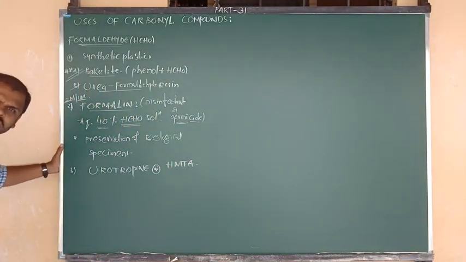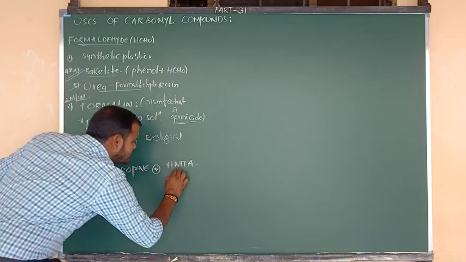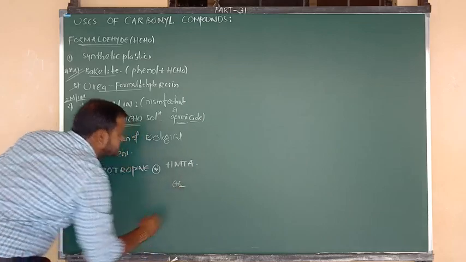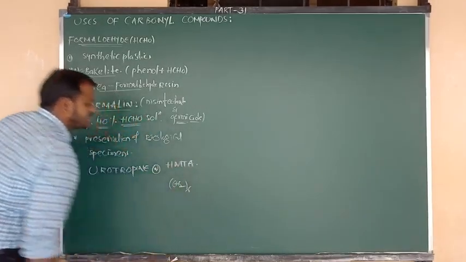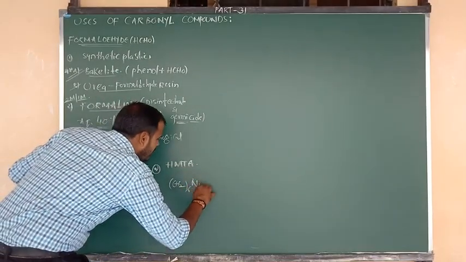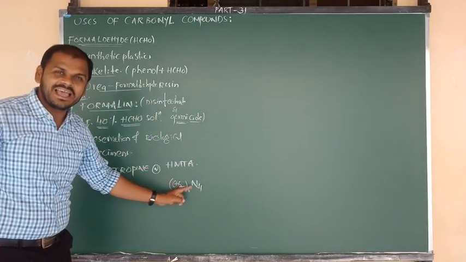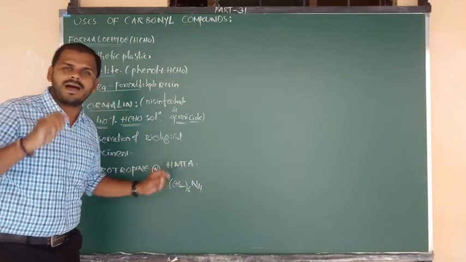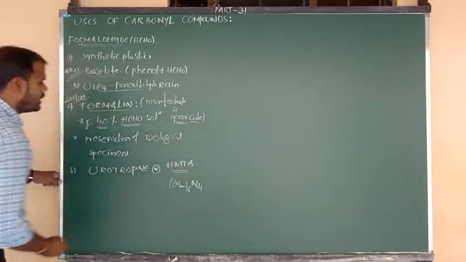So what is meant by HMTA? I will tell you. H means hexa, M for methylene. The formula of methylene is CH2. But how many methylene? Six, so hexamethylene. TA means tetraamine, that is N4. CH2 taken 6, N4, hexamethylene tetraamine. This is known as HMTA, and also we can say urotropine.